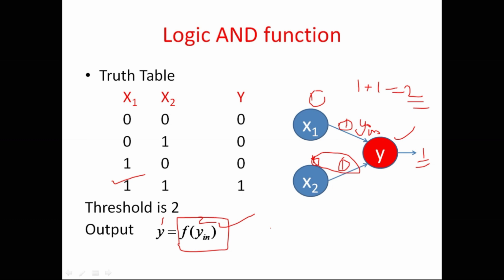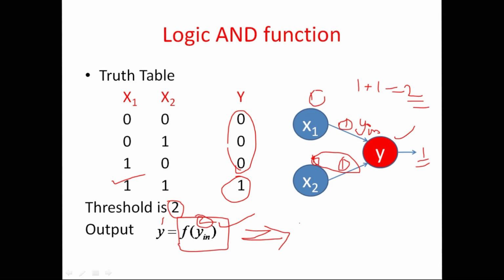So I need to write the activation function in that fashion only. As the y in is 2, I have taken 2 as the threshold. If the value is less than 2, make it 0 for all the cases. If the value is equal to 2, make it 1. If the value is more than 2 also, make it 1. So which implies I can write my activation function. That will be shown in the next figure.